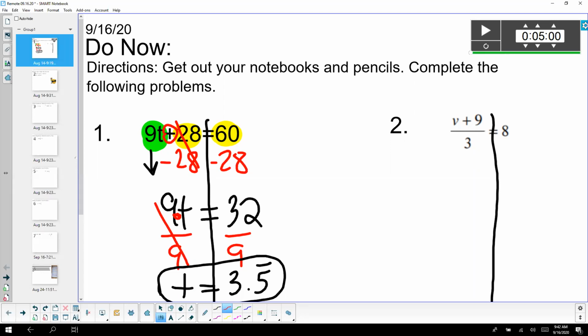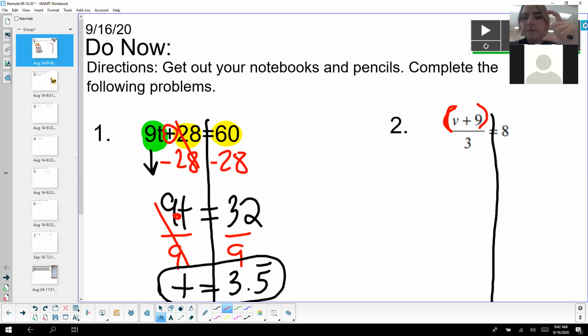But actually, sorry, that's supposed to be a parenthesis. Actually, that v plus 9 is an expression. So I want to get rid of that 3 first.